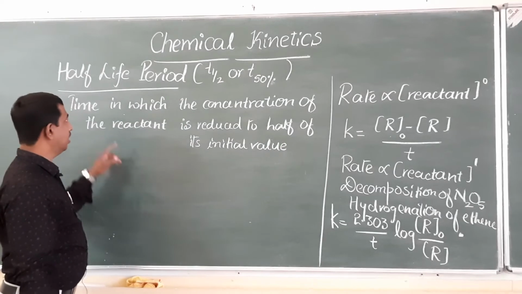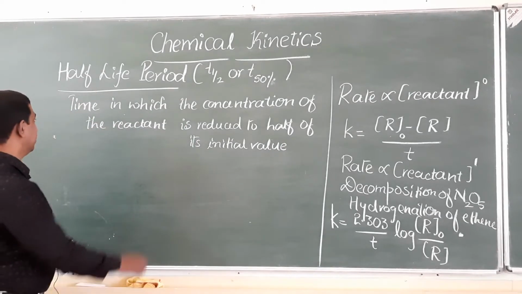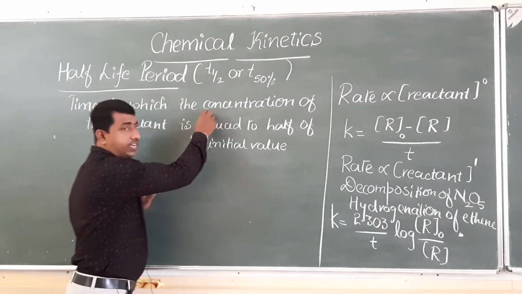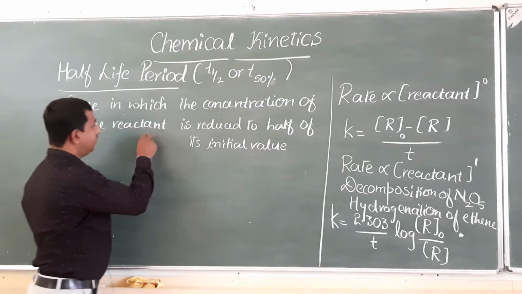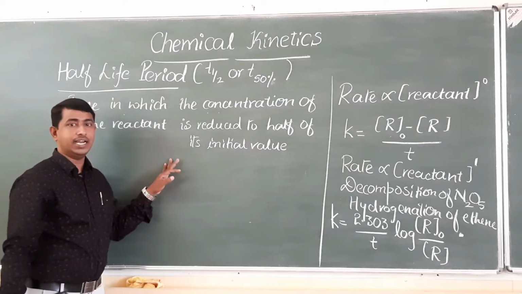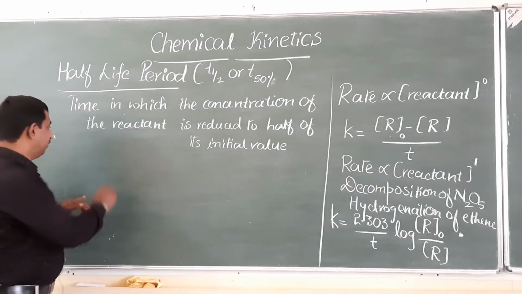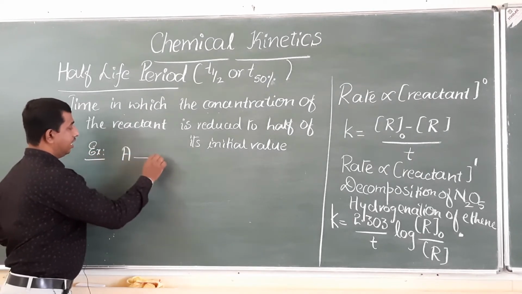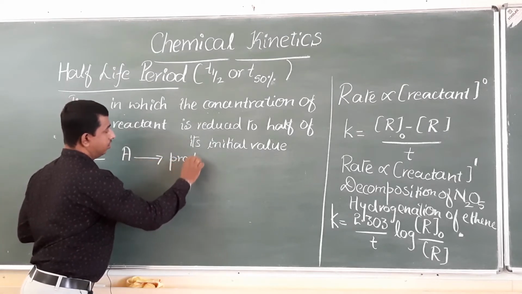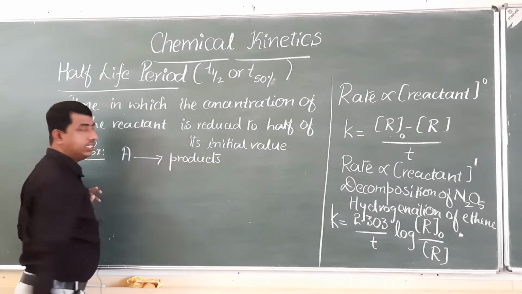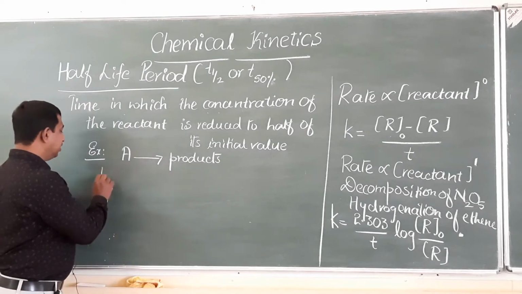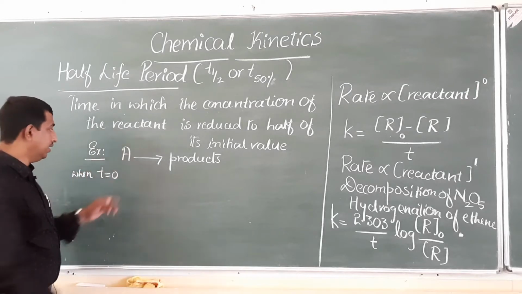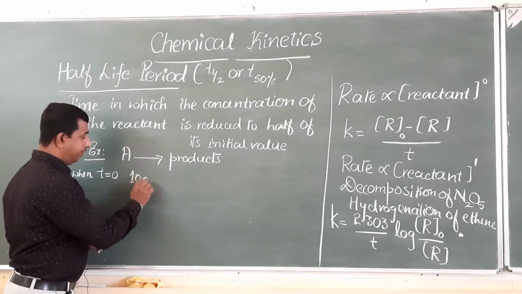I'll repeat it once again. Half-life period is defined as the time in which the concentration, molar concentration of the reactant, is reduced to exactly half of the initial value. For example, I'll take a general reaction, reactant A producing products. Let the initial concentration, that is when time t equals 0, let the concentration of the reactant be equal to 10 gram.